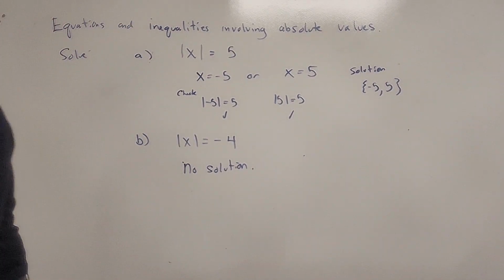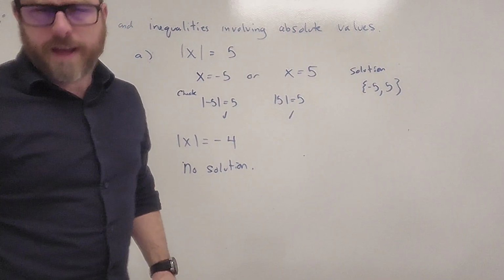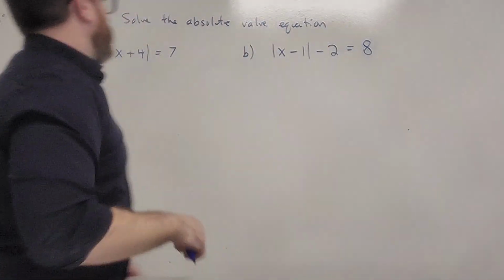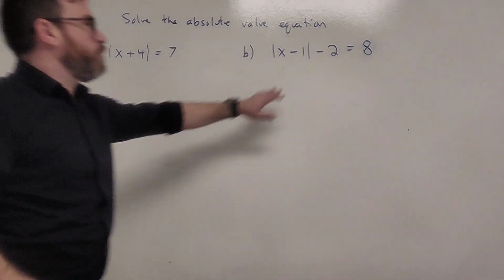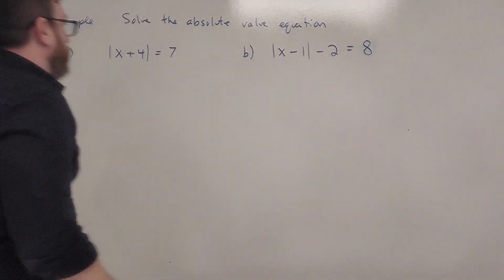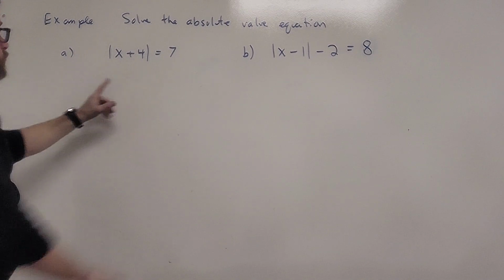So we'll make this a little more complicated with some of the other ones. Let me pause, and we'll come back with some other examples. If I want to solve these two, say the absolute value of x plus 4 is equal to 7, and then this equation, the absolute value of x minus 1, minus 2 is equal to 8. In order to solve these absolute value equations, you have to isolate the absolute value, which this one already is.